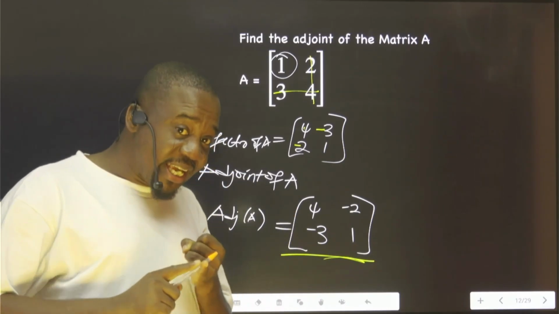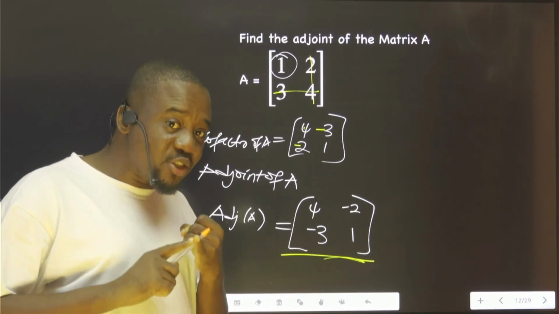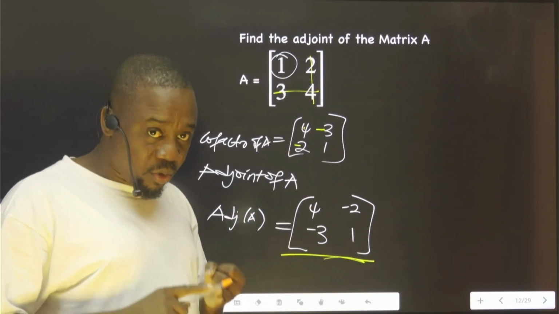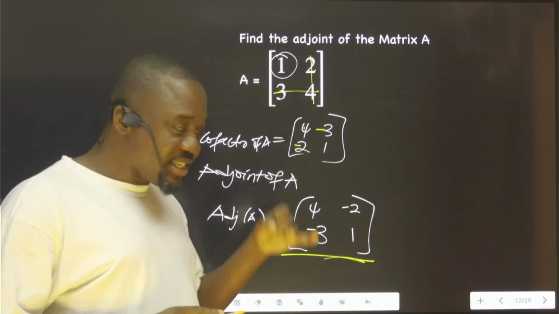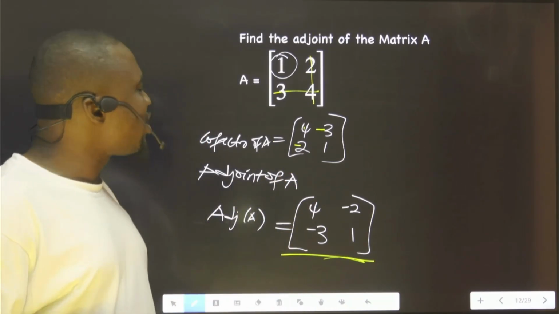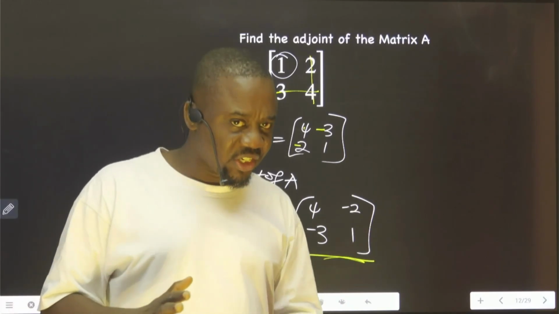First of all, is it a 2 by 2 matrix? Is it 3 by 3? Is it a square matrix? Yes, it is. Find the minor for each of the elements. Then you change the signs. Once you put the signs, you transpose. That is the adjoint of that matrix. Let's look at this.